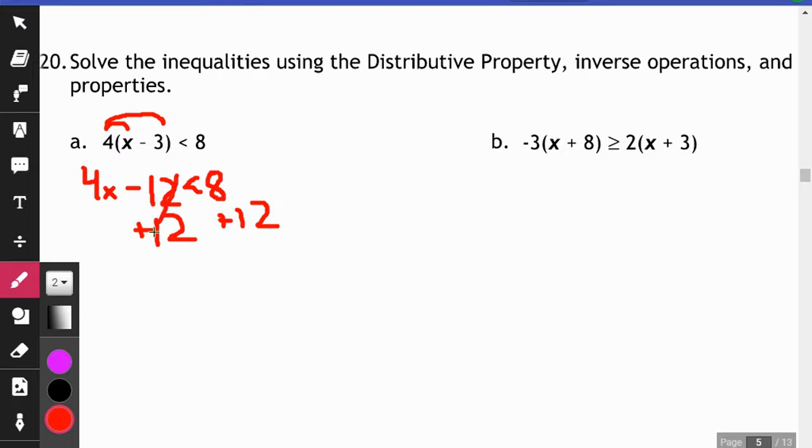So that leaves me with nothing over here but a 4x. Now I have 12 plus 8 is 20. Okay, and now I just need to get rid of the 4 by dividing.